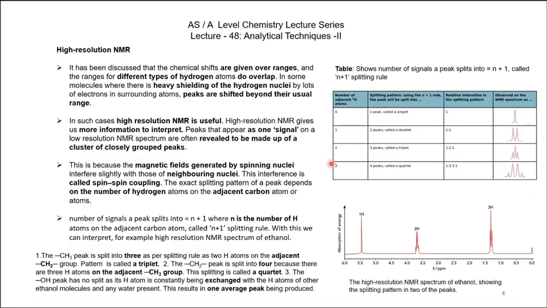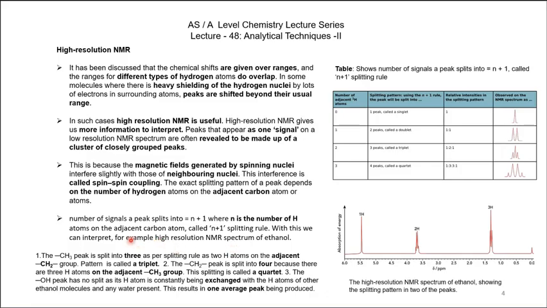This splitting of nuclei we call spin-spin coupling. The exact splitting pattern of a peak depends on the number of hydrogen atoms on the adjacent carbon atoms or atoms. A single peak splits into n plus 1 peaks, and that's what we call the n plus 1 rule in NMR spectra.